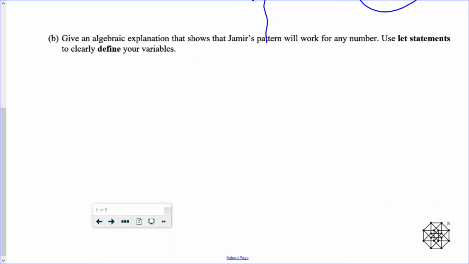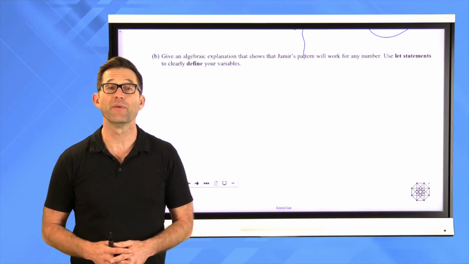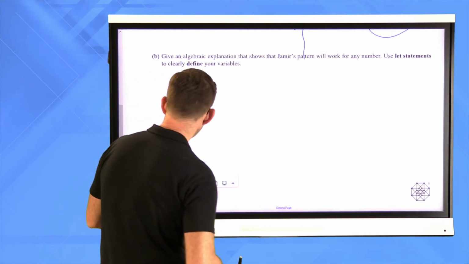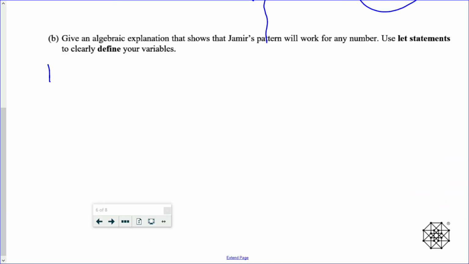Letter B. Give an algebraic explanation that shows that Jameer's pattern will work for any number. Use let statements to clearly define your variables. All right, since this is the first time we've done something like this, let's do it together. All right, here we go. I like n. Let n be equal to the number.